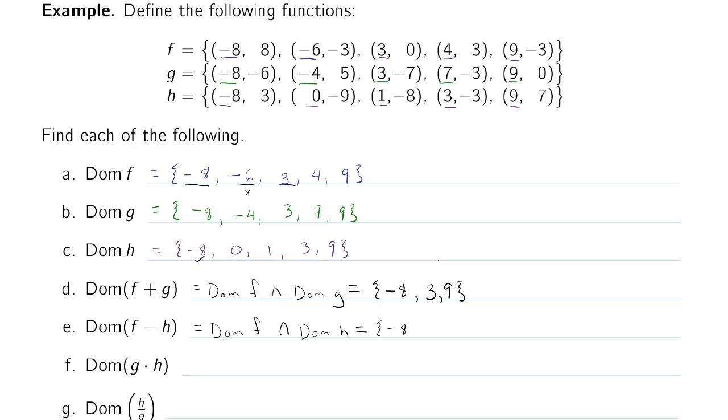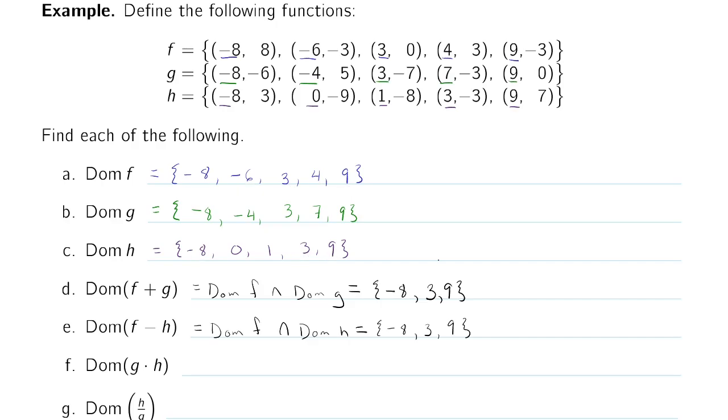3, that's also in the domain of h, so that's in the intersection. 4, that's not in the domain of h. 9, that's also in the domain of h. That's also in the intersection. So it happens that those two intersections were the same, -8, 3, and 9.